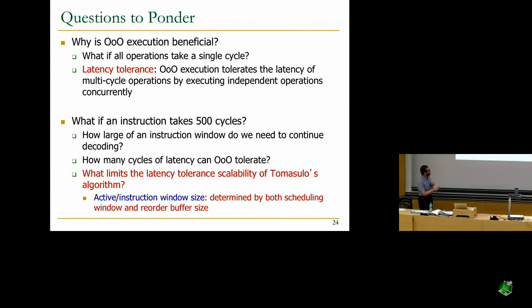Okay, I think we've already discussed this. Basically, this is the instruction window size, how many instructions that you can have in the machine in the reservation stations and the reorder buffer.